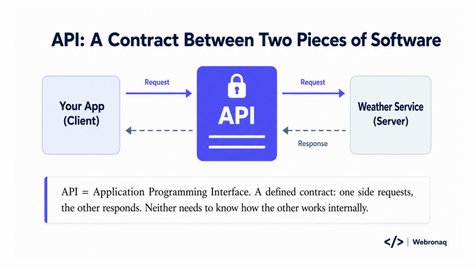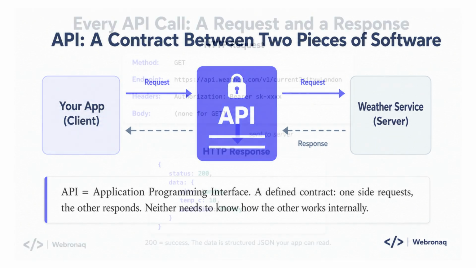One side is called the client, the side making the request. The other is the server, the side responding. That middle layer, the API, defines the rules for how they talk. Now let's see what that conversation actually looks like.